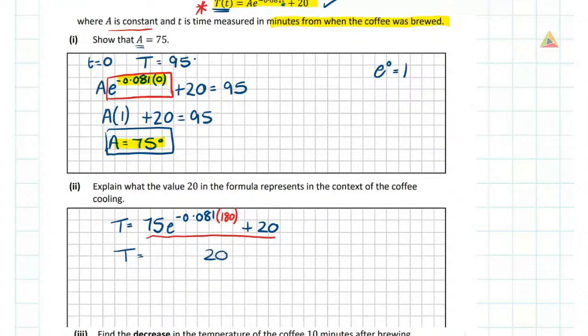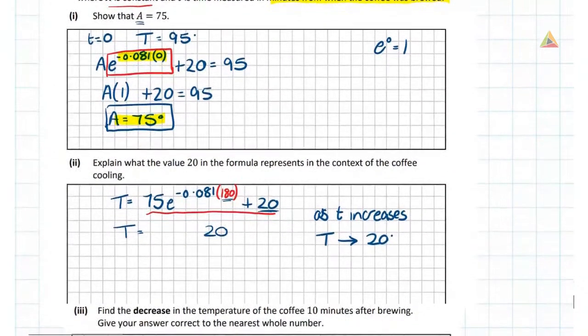Okay, and if you put in a bigger number than 180 here, so if you leave the coffee to cool for a longer time period, more minutes, it keeps getting closer and closer to 20. It will never actually reach 20, but it gets closer and closer. So as time increases, the temperature keeps approaching 20 degrees. As you leave the coffee there for longer, it's never going to reach 20 degrees, but it's going to get closer and closer to 20 degrees. So 20 degrees must be the room temperature that the coffee is in, okay?